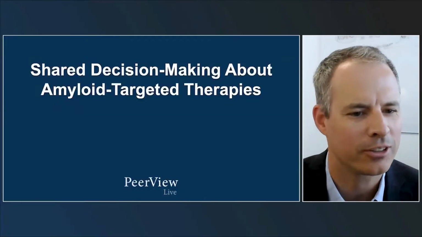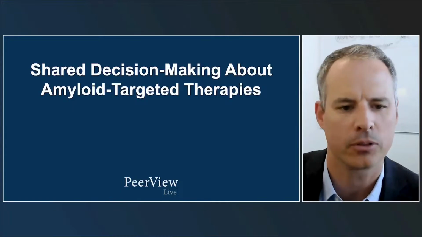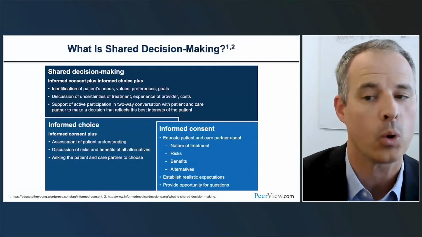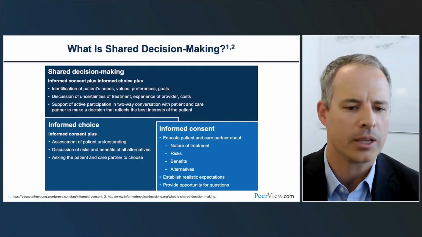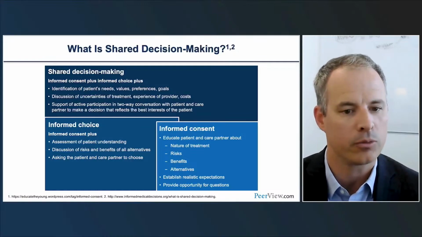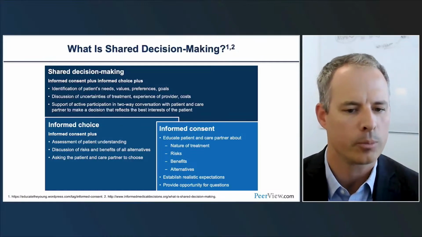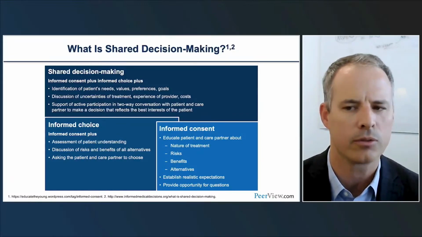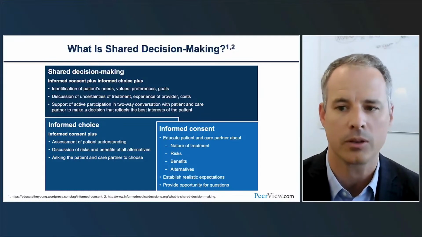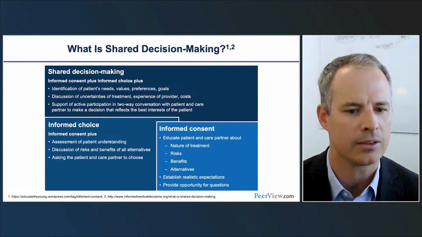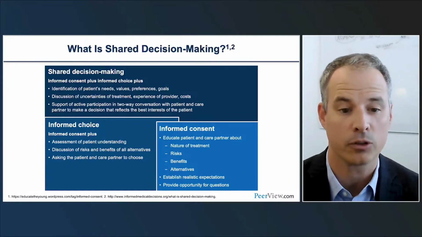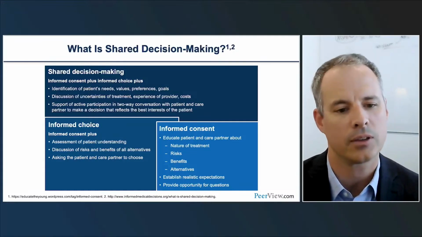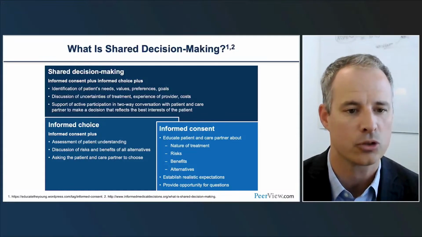Okay, so let's discuss shared decision-making about amyloid-targeted therapies. Shared decision-making is really a critical concept for making these decisions with families, but what is shared decision-making? Well, shared decision-making is informed consent plus informed choice plus more. Informed consent is the basics, discussing the nature of the treatment, the risks, benefits, and alternatives, realistic expectations for the treatment, and answering questions. Informed choice adds a discussion of risks and benefits of alternatives, assessing the patient's understanding of what you've said, and asking the patient and their care partner to make a choice.